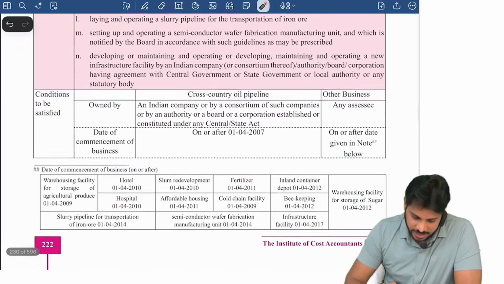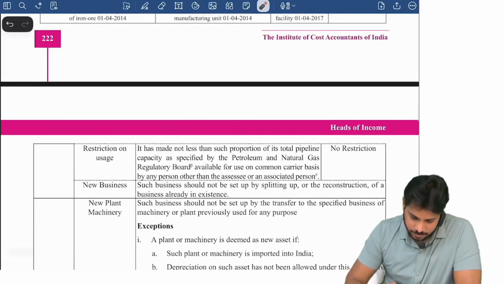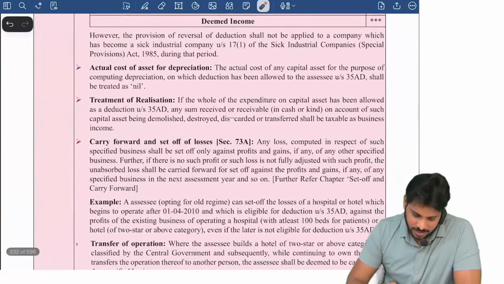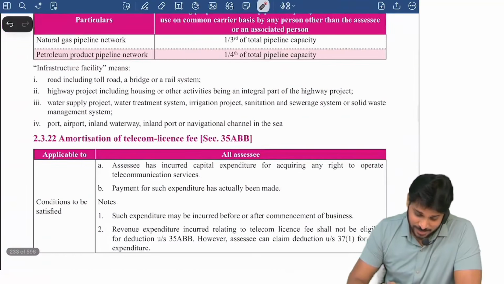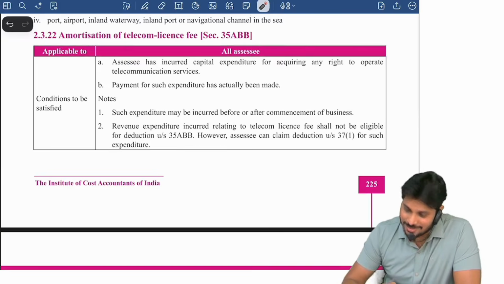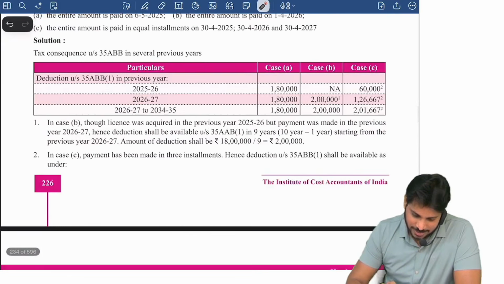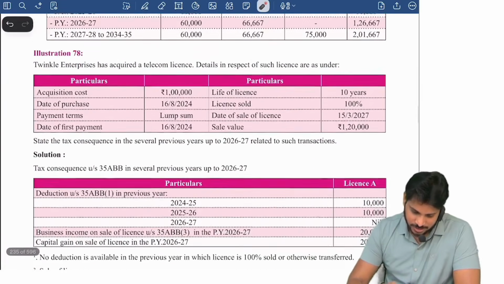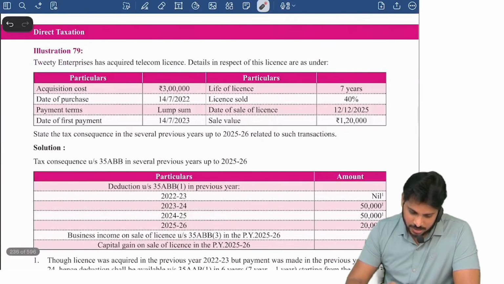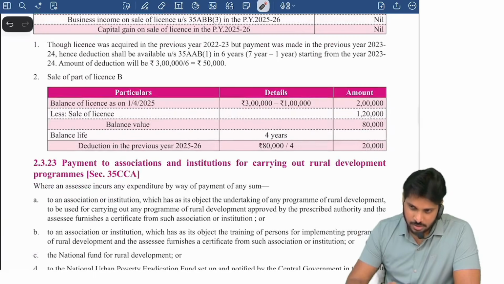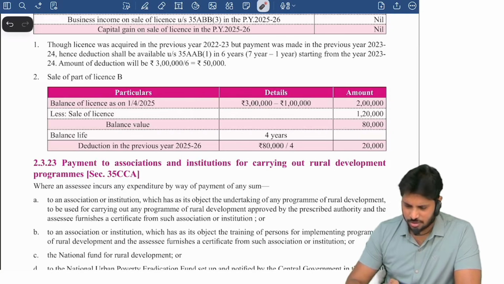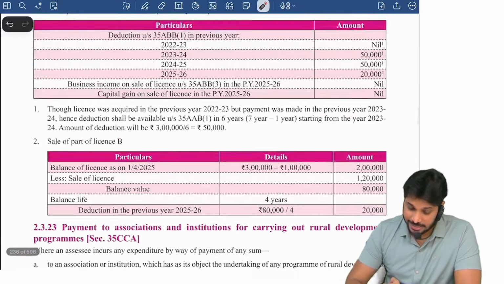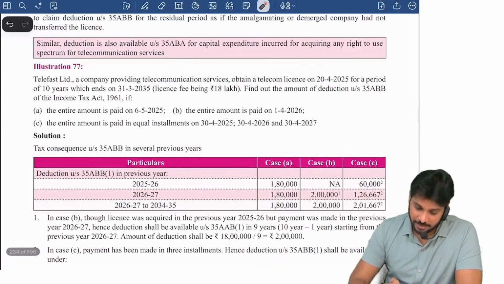Then 35AD related provision. Okay, 35AD. I think they'll ask very advanced questions even here. Oh, no questions. Thank God. Telecom license is there. 1 question, 2 questions. Actually what I will tell is telecom license is not relevant for you. This provision you can ignore in CMA Inter also. It's unnecessary. Very time taking. Solving is also very time taking.